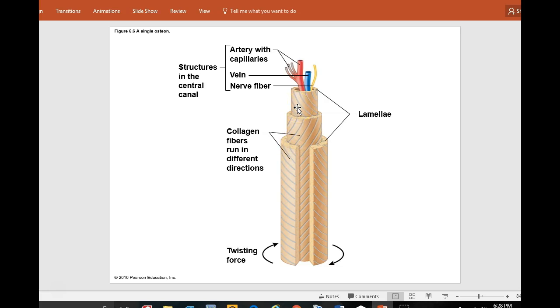So if you twist a bone or give it a little compression or some torque, there are hydrogen bonds between these collagen fibers. So with the twisting or the torquing force, those hydrogen bonds can be broken without breaking the bone itself. Those hydrogen bonds are called sacrificial bonds, as in they sacrifice themselves for the greater good of the entire organ.